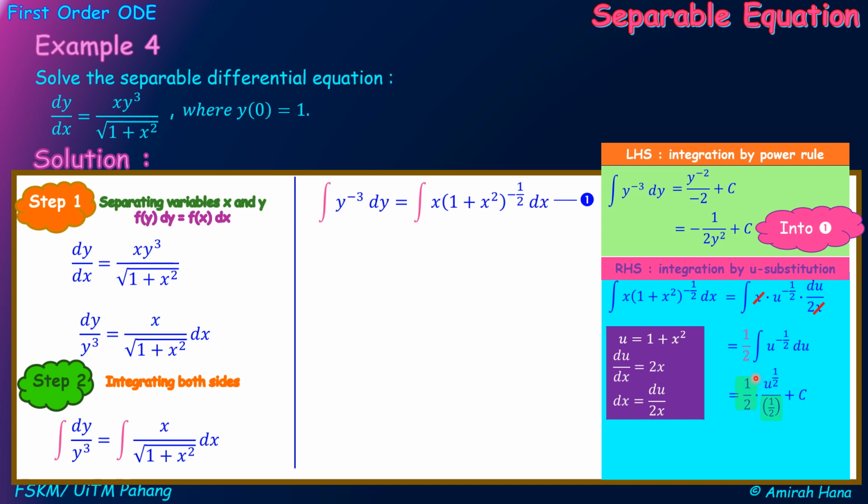Now we have constant half here and half in the denominator, so we can simplify. After we simplify, we get u to the power of half, or we can write square root of u plus c. And then we replace back u equals 1 plus x squared. So we get square root of 1 plus x squared plus c.